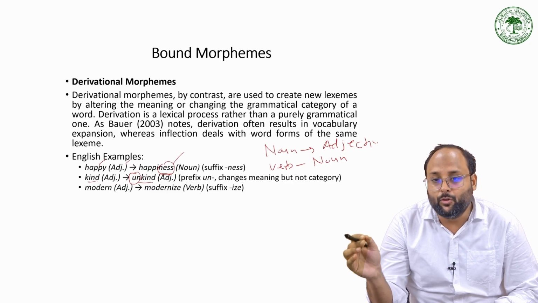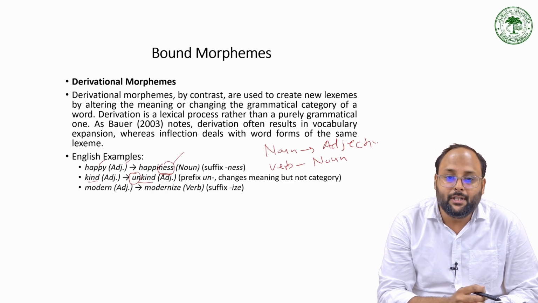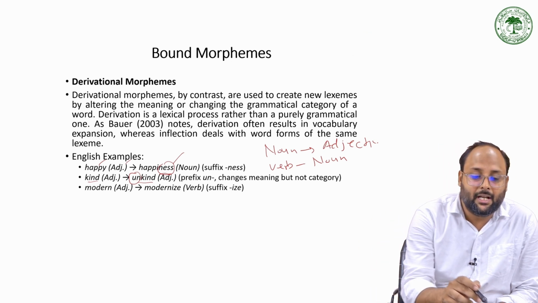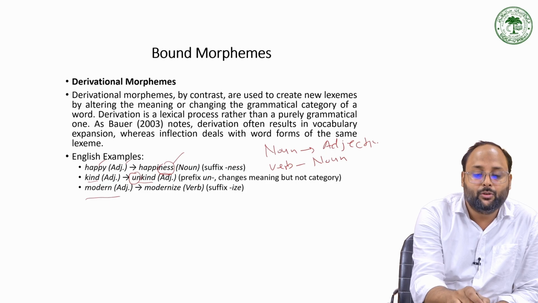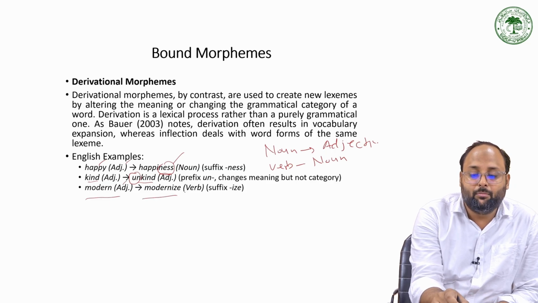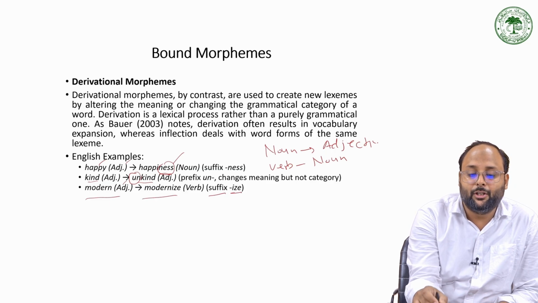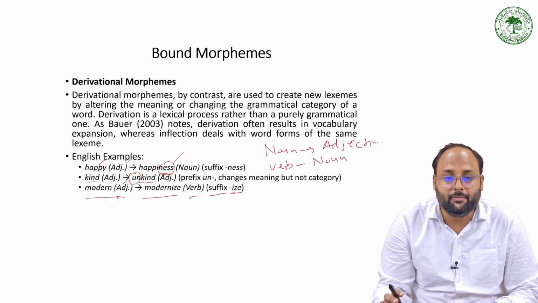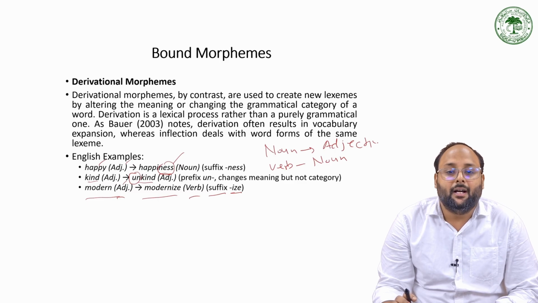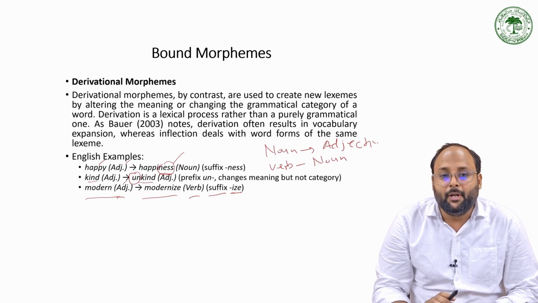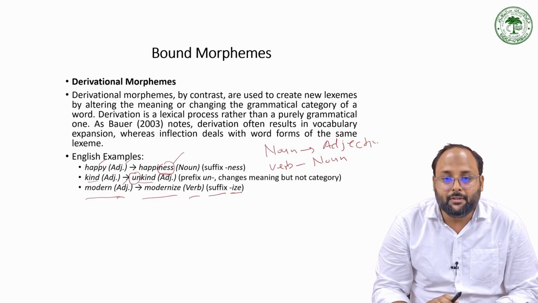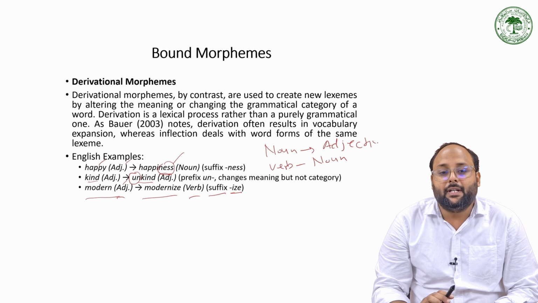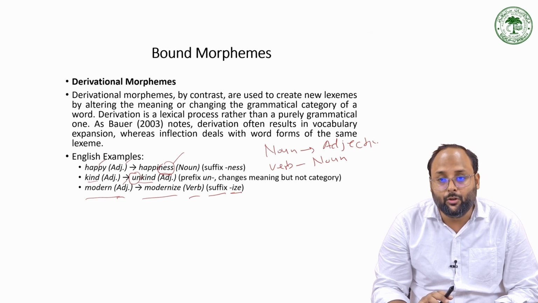We can create new meaning and we can create new words, or we can also change the word form. We can take another example like modern. Here it is an adjective and we can change it to modernize with the suffix ize. So that changes from adjective to verb in English. Derivational morphemes are not that productive like inflectional morphemes, but they create new words, they change the word category, or they create new meaning in a language.